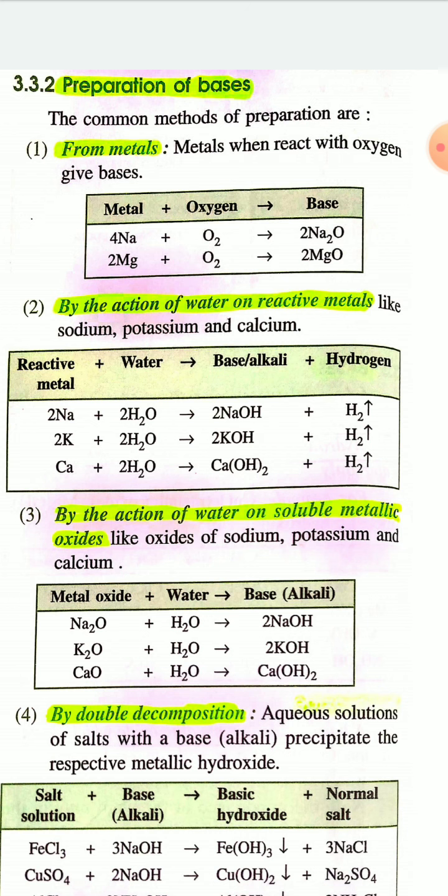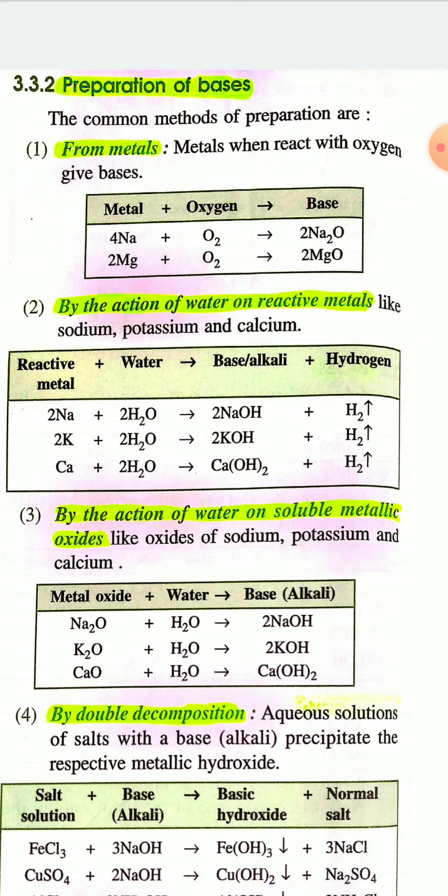For example, metallic oxides such as sodium oxide Na2O, potassium oxide K2O, calcium oxide CaO. When these soluble metallic oxides react with water, they form base, that is metal hydroxides. Metal hydroxide, you know that all metal hydroxides are basic in nature.